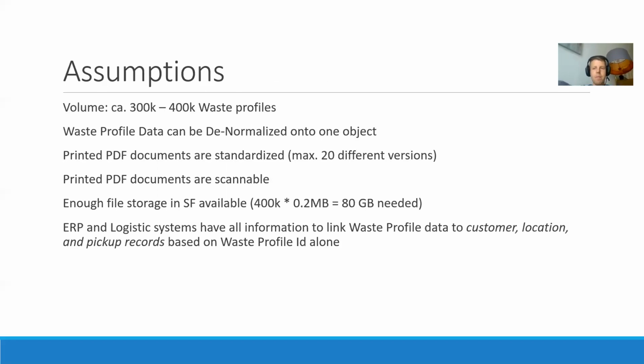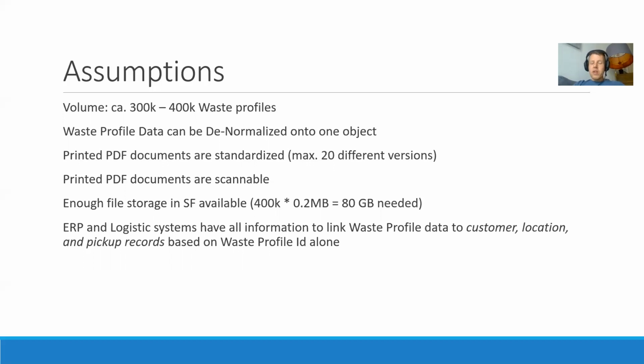Before I start, I want to lay down my assumptions. We have about 300 to 400,000 waste profiles to migrate. The waste profile data is simple enough to be able to denormalize onto one Salesforce object, so with fields and pick lists and so forth. Printed PDF documents are standardized, so I have maximum 20 different versions, maybe one version per country, but other than that should be standardized. The printed PDF documents are in a quality so they can actually be scanned, so no water damage, no food stains on them. Food stains are kind of okay.